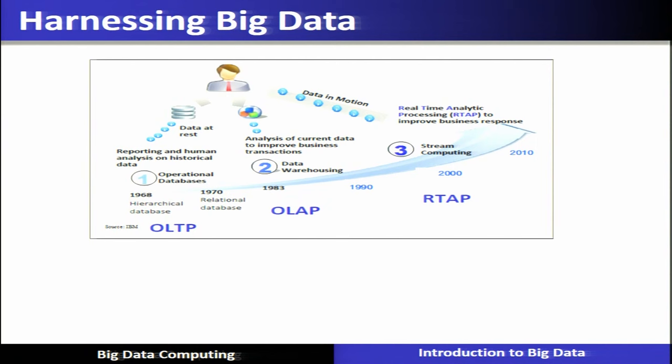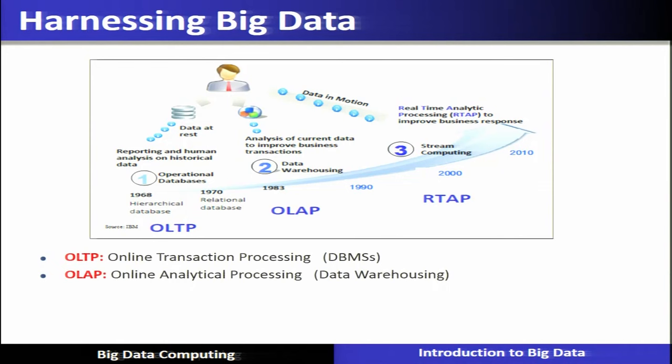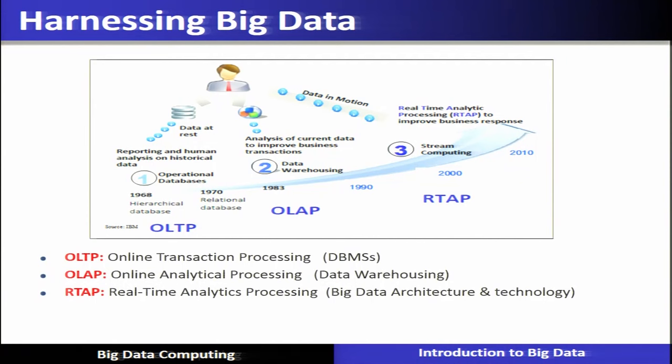Finally, nowadays it is RTAP, and here the data is in the form of a stream, that is, data in motion, and stream computation has to be applied on it to extract meaningful insight. RTAP is called real-time analytic processing, used to improve business response, and this is the latest trend. In big data we will see about stream computation. So OLTP means online transaction processing, which is related to the DBMS, and OLAP stands for online analytical processing, which deals with data warehousing, and RTAP, real-time analytics processing, handles the big data architecture and technology.